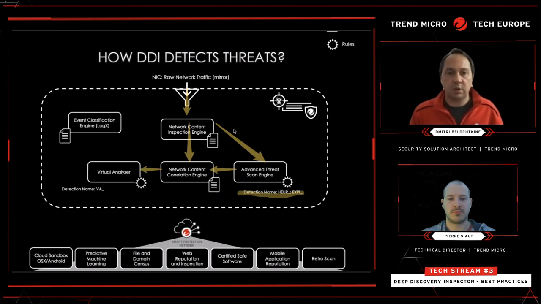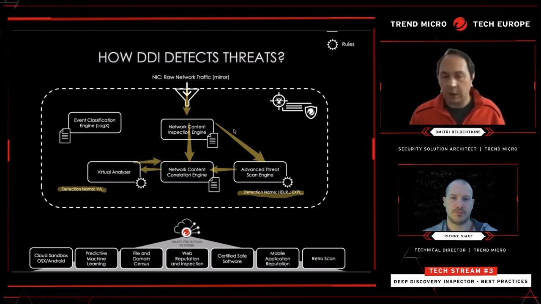It's also interactive, so it simulates user interaction, right? If someone needs to click on a URL, for example, it will happen. Now, when the virtual analyzer, that's the name for the sandbox, detects something, you will see the detection name VA underscore. In this case, the virtual analyzer will communicate back to the content correlation engine, saying, okay, I also have a detection. So the content correlation engine will also take advantage of the detection mechanisms that we have in the cloud. So in the cloud, the Smart Protection Network, we host a number of services.